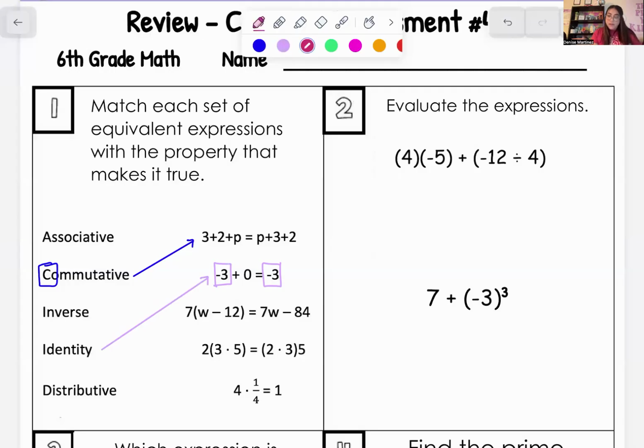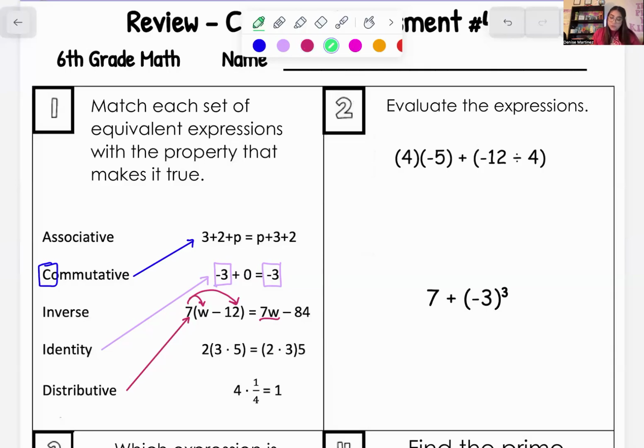I'm looking at 7 on the outside of the parentheses, W minus 12 on the inside, equals 7W minus 84. So again, I'm going to see that 7 is being multiplied by everything on the inside. And when that's happening, that means it's just multiplication. So I'm taking 7 times W, and I get 7W. 7 times 12 is 84. So this is the distributive property. I'm taking the outside number and I'm distributing it by everything that's on the inside.